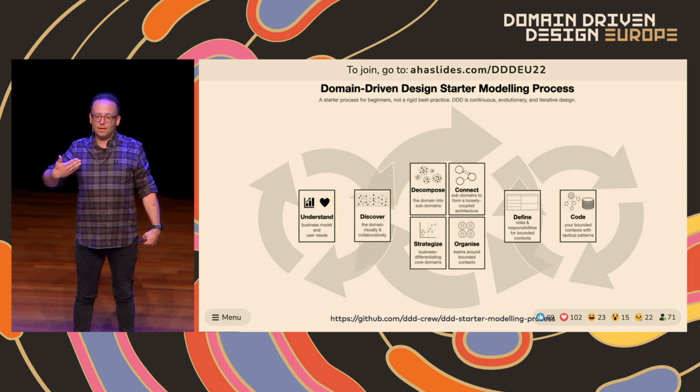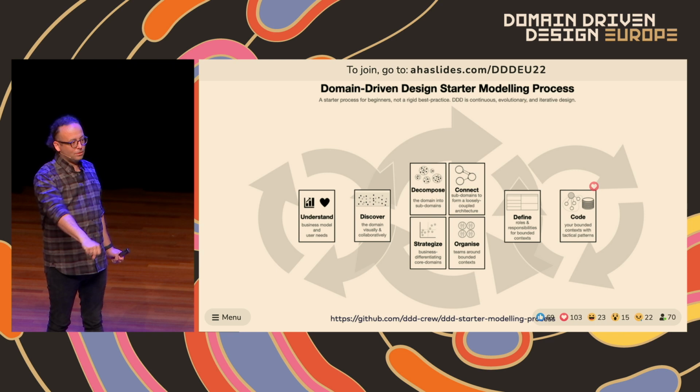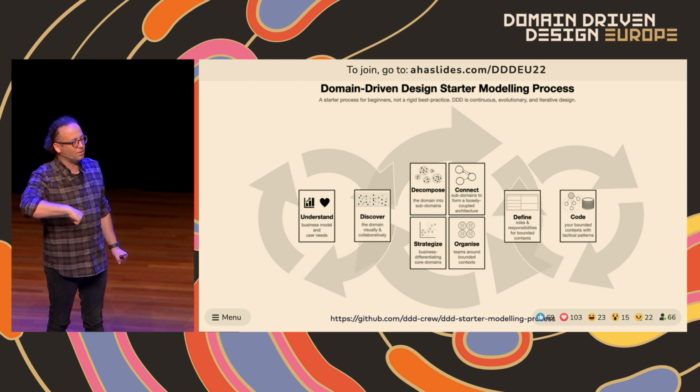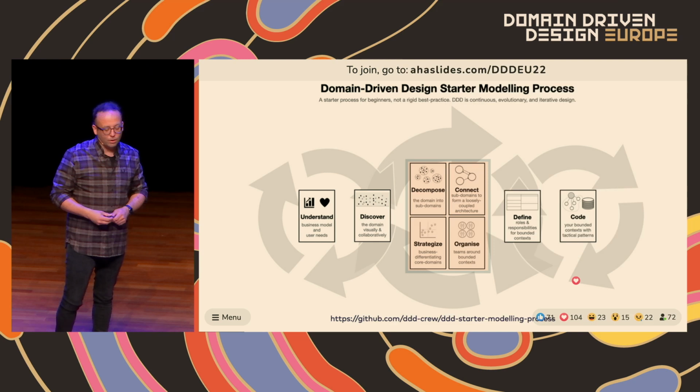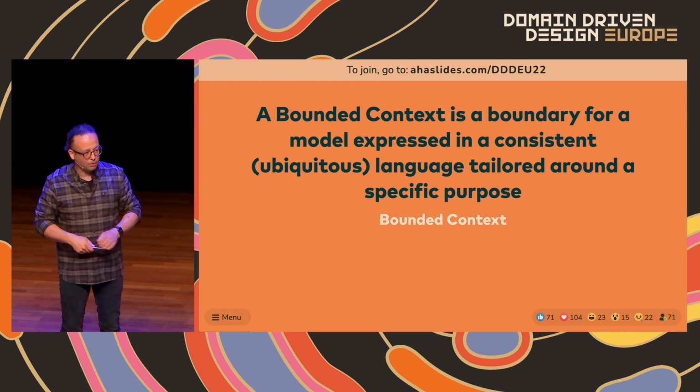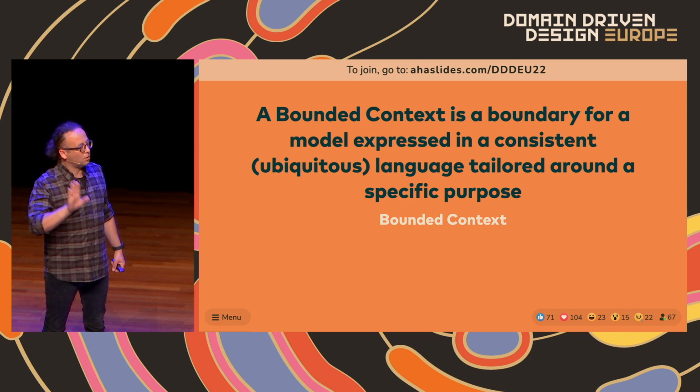Check out this GitHub repository. It's all Creative Commons. You can copy stuff from there. You can use it on your own. It's a community effort by many folks who are doing talks and workshops at this conference, including me as well. And we will very strongly focus on this middle part here. And one idea is there, the bounded context. So the starter modeling process guides you at moving towards good context boundaries and then moving to code with tactical design.